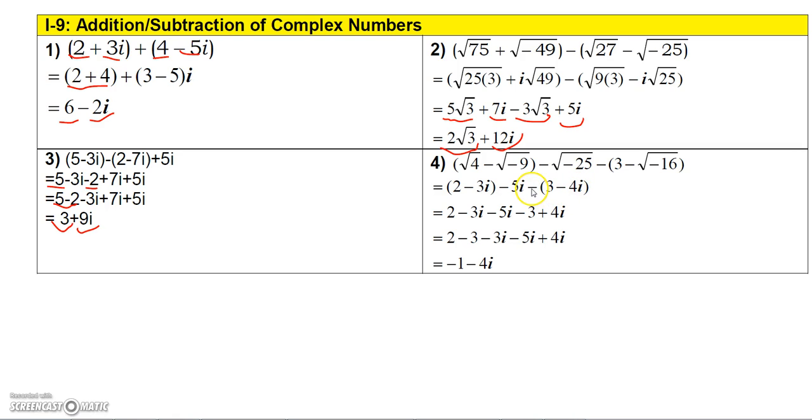Now I need to distribute this minus through, so that's going to make that a minus 3, and it'll make this a plus 4i. Now, again, I have a 2 here and a minus 3 here that I can combine, and that'll give me 2 minus 3, which is negative 1. And then I have a minus 3i, a minus 5i, and a plus 4i. If I combine those, minus 3i minus 5i is minus 8i, and then plus 4i gives me minus 4i. So the answer there is just minus 1 minus 4i.